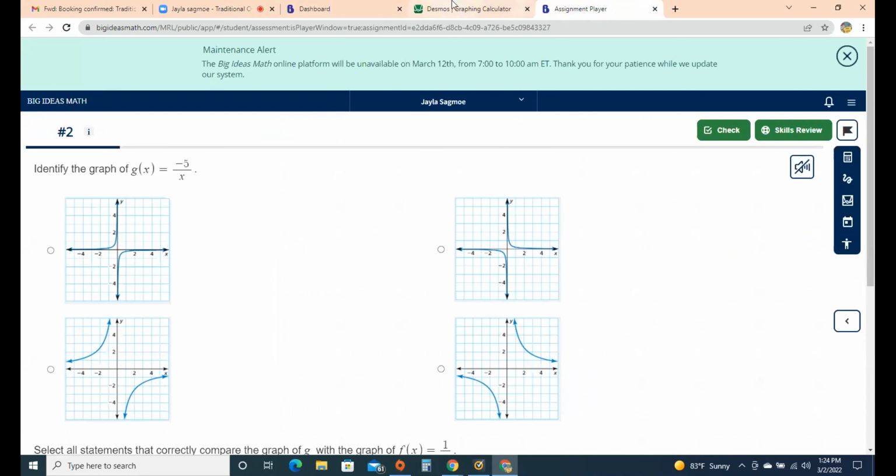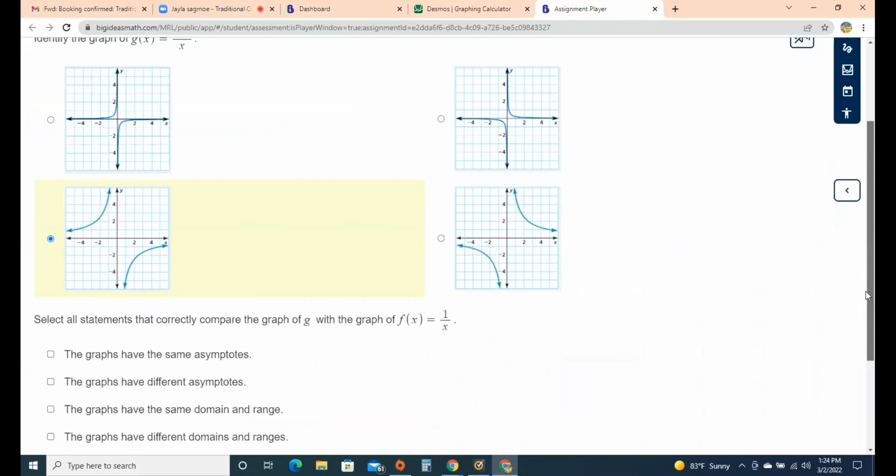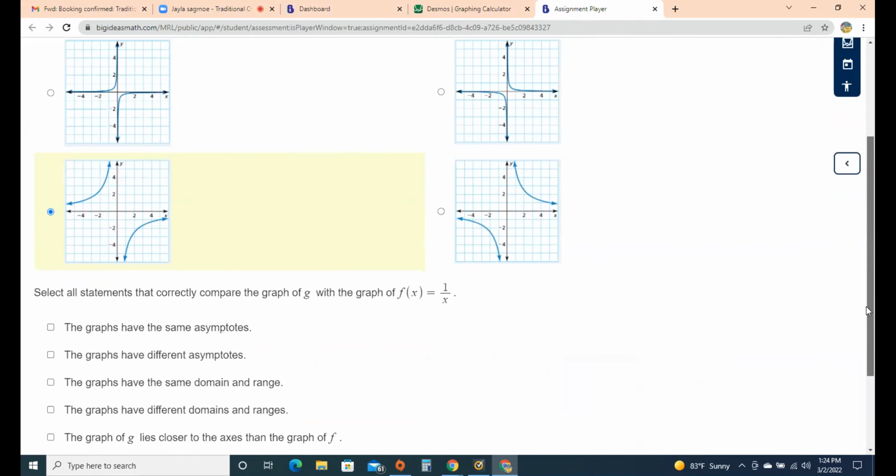Looks like the one in the lower left is correct. No, that's lower right, my bad. It's the lower left. You can visually see that those are the same now. These have the same asymptotes. They have the same domain and range.